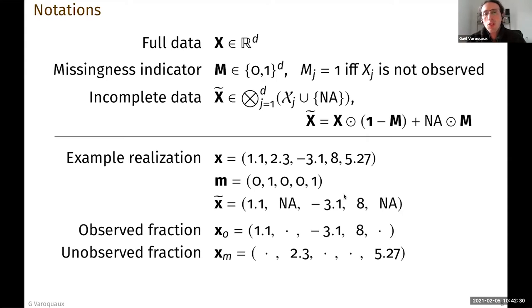And I can also introduce the notation XO and XM for observed and missing, and XO and XM together form the full data, but each of them contains only the observed data or the missing data, okay? And really the challenge, and I'll come back to this, is that I'm working in this space, which is a bit of an awkward space.